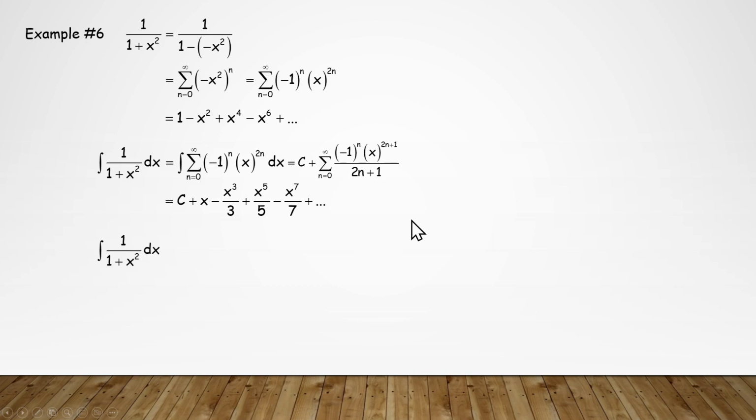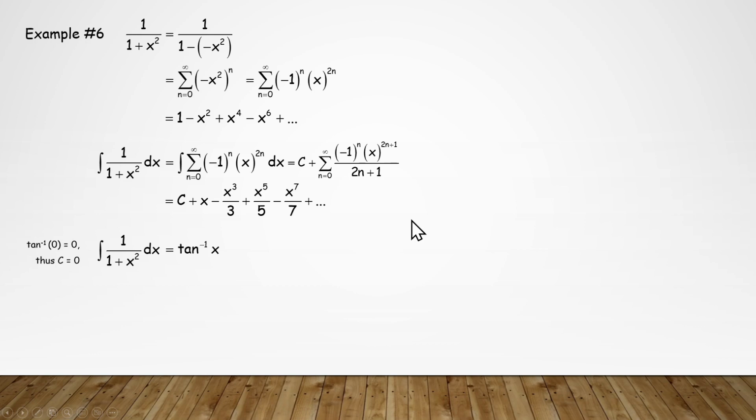So, what do we know about the integral of 1 over 1 plus x squared dx? We also know that that's tangent inverse of x. We've learned that the derivative of tangent inverse is 1 over 1 plus x squared, so now we're going in reverse. So what we just established is that tangent inverse of x is going to end up equaling the equation above.